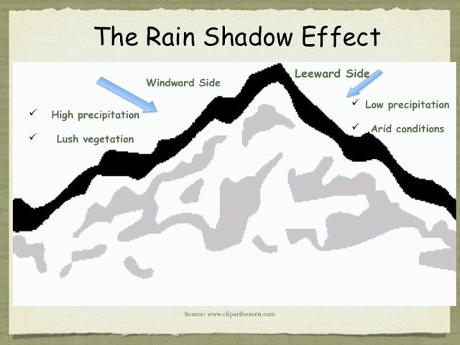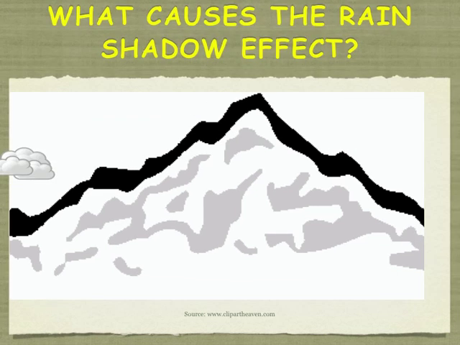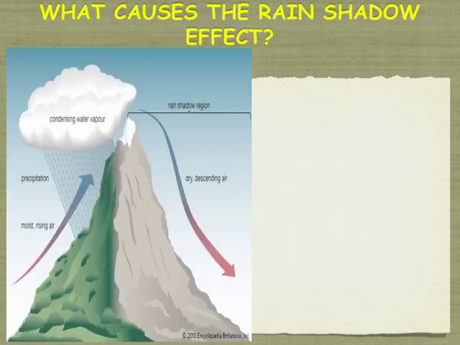So why does the rain shadow effect take place? As air masses move across the Earth's surface, they sometimes move into barriers, such as mountains. These air masses can't go through the mountains, so they must make the journey up and around them. Winds blowing toward the mountains carry warm, moist air up the sides of mountains.